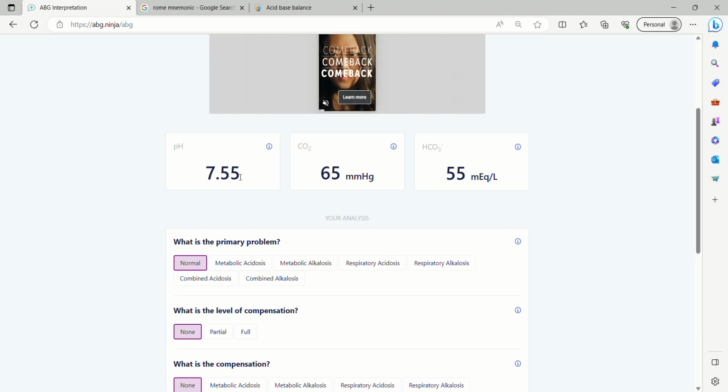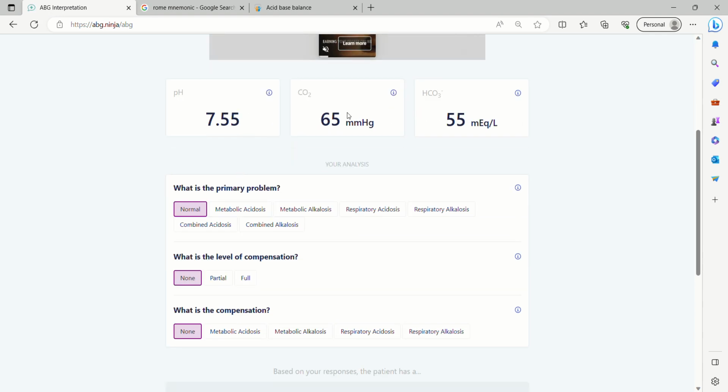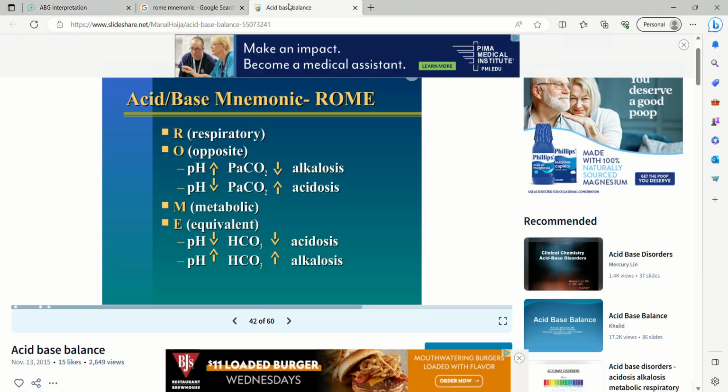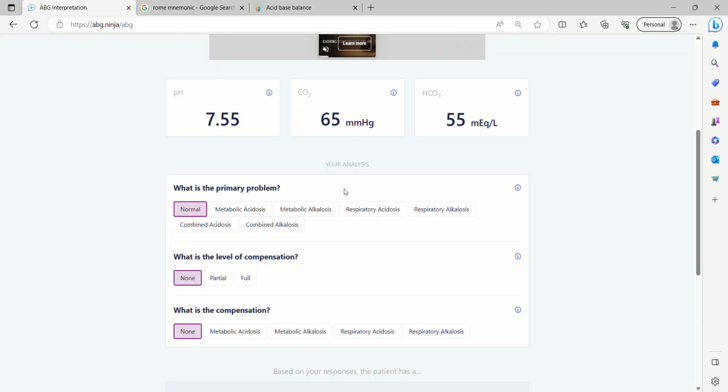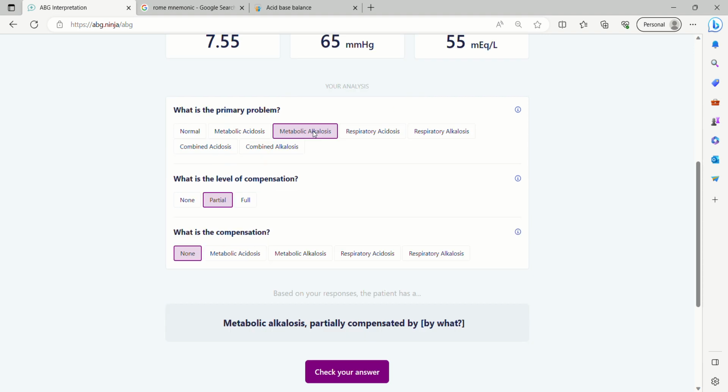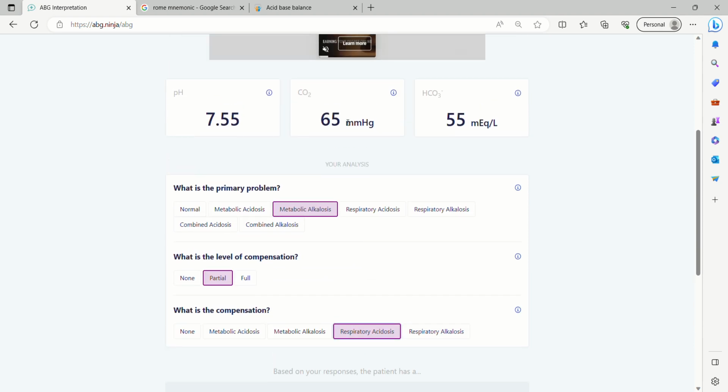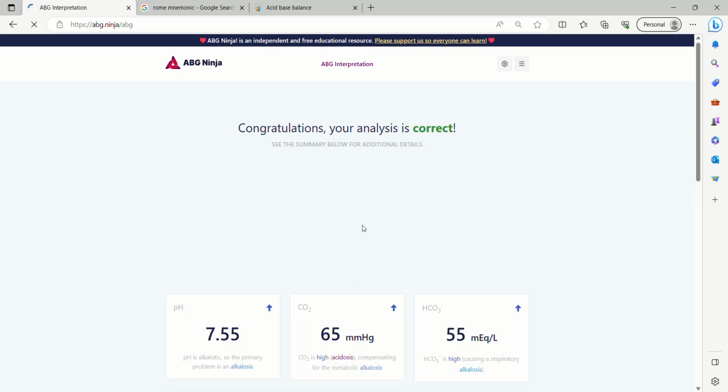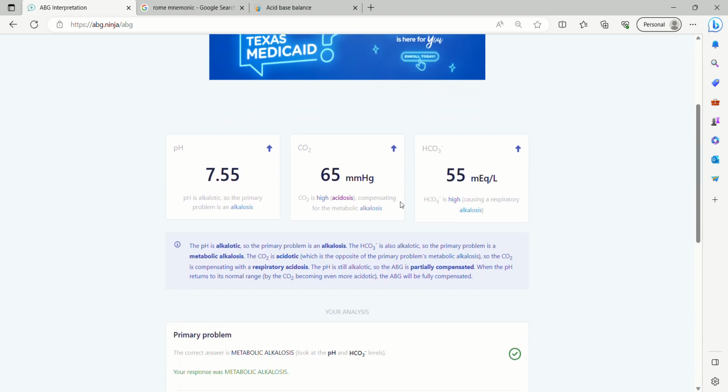So 7.55, we are alkalotic. CO2 is acidotic, and our bicarb is super high, right? So we're going to come back to our acronym. pH is elevated, bicarb is elevated, so we are alkalotic. So we're going to be metabolic alkalosis, partially compensated because our pH is out of whack, with a respiratory acidosis because CO2 is high. Alright, so that's how that works.